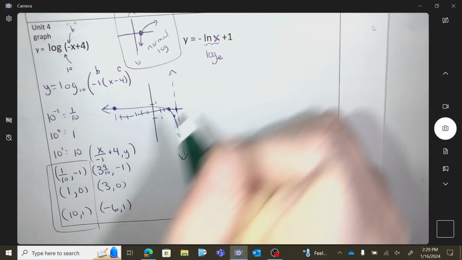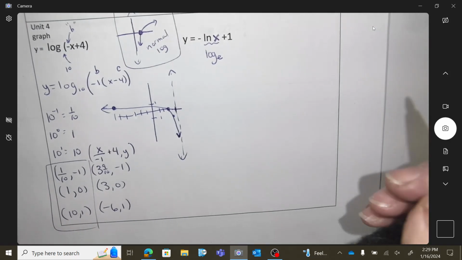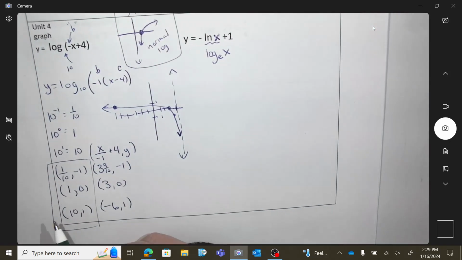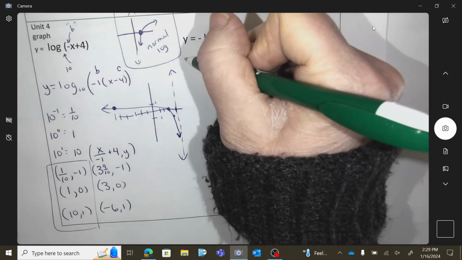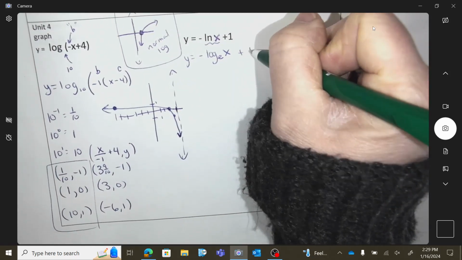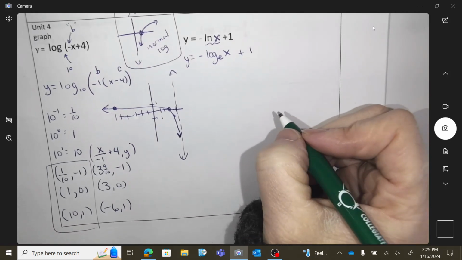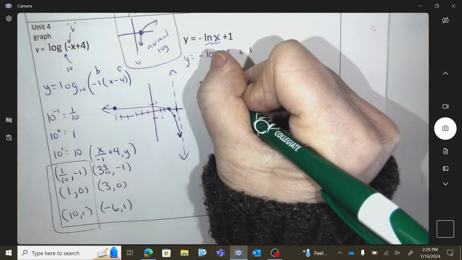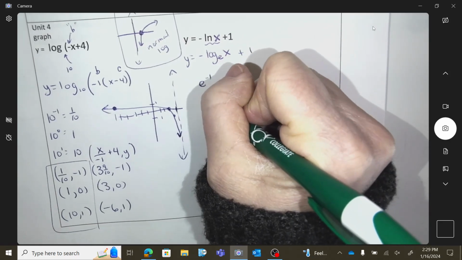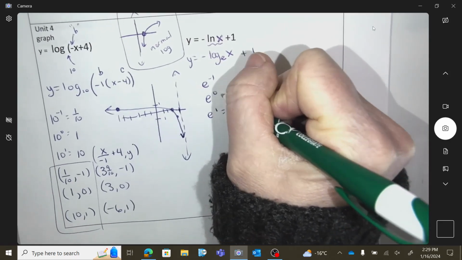Log E. So ln is the same as using a base of E. Does anybody have that number just off the top of their head without their calculator? 2.7-ish? Okay, so e to the -1, e to the 0, e to the 1.